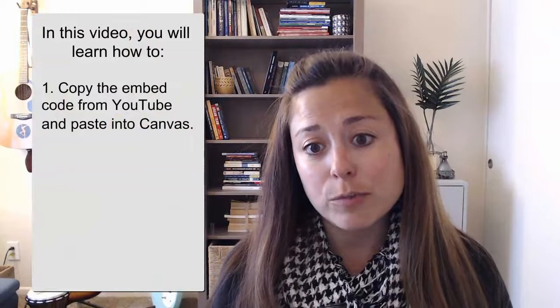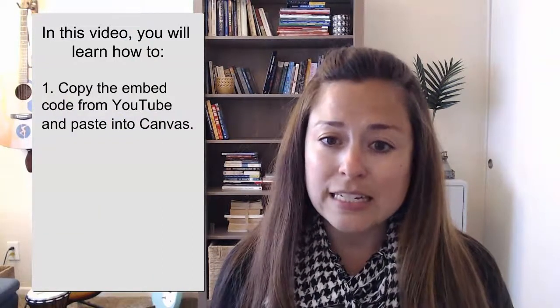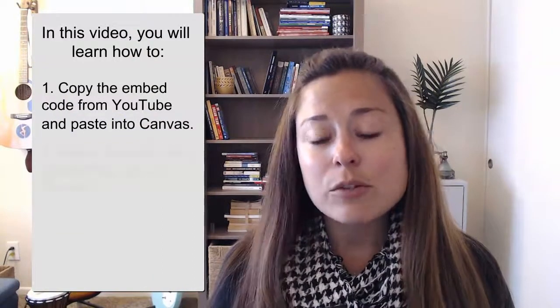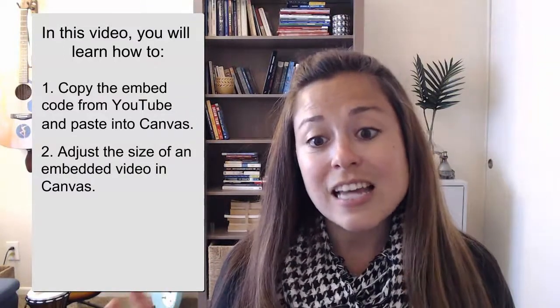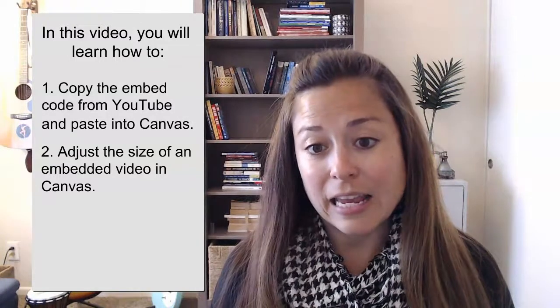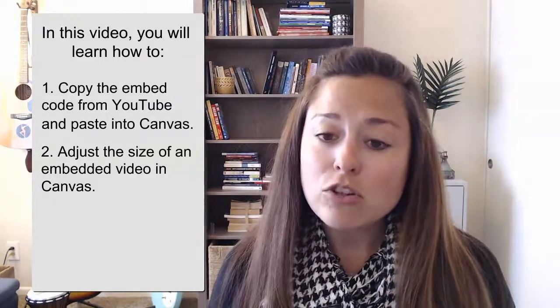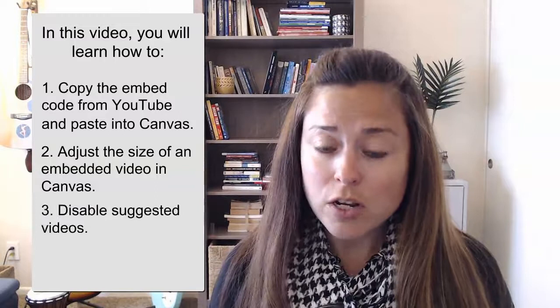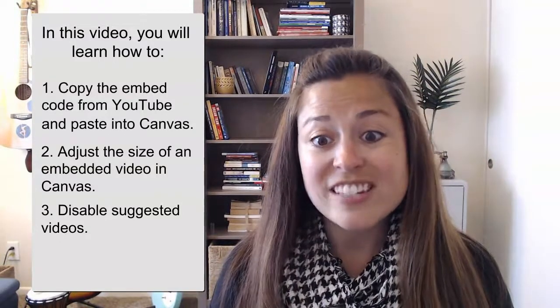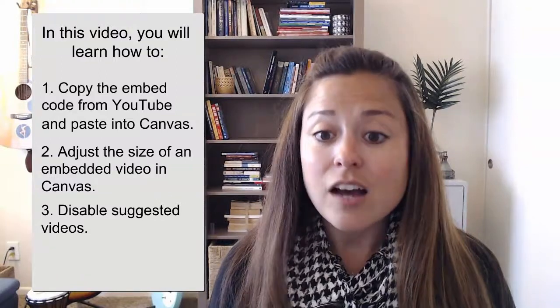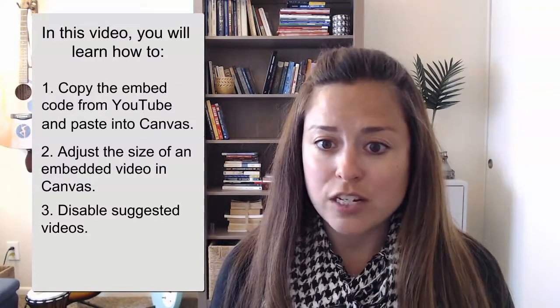So the first thing I'll start with in this video is showing you how to retrieve the embed code from YouTube and copy and paste it into Canvas. Then I will show you how you can change your embed code to adjust the size of your video displayed in Canvas. And I will also show you how to change your embed code so that you can restrict YouTube from automatically showing suggested videos at the end of the video that you're sharing with your students.